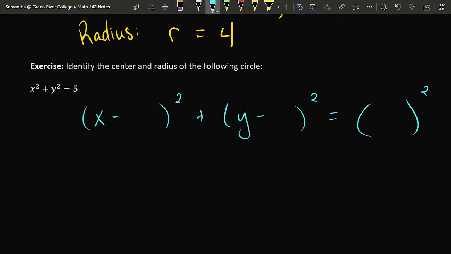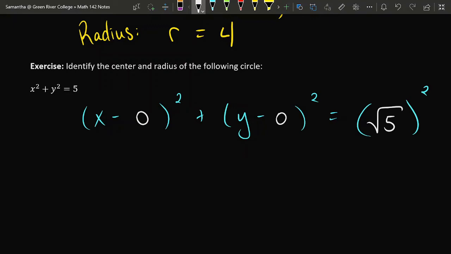But in my given equation, nothing has been added to or subtracted from x. So it's (x minus nothing) squared. Nothing has been added to or subtracted from y. So I have (y minus nothing) squared. Now what about 5? 5 is equal to what quantity squared? If I put the square root of 5 here, then the square root and the square would cancel each other out, and this expression on the right would be equivalent to 5.